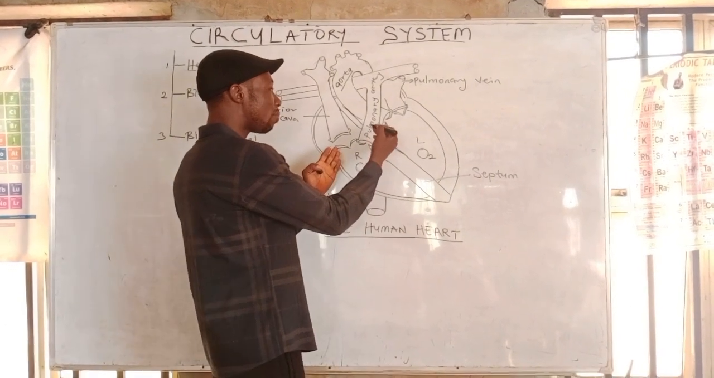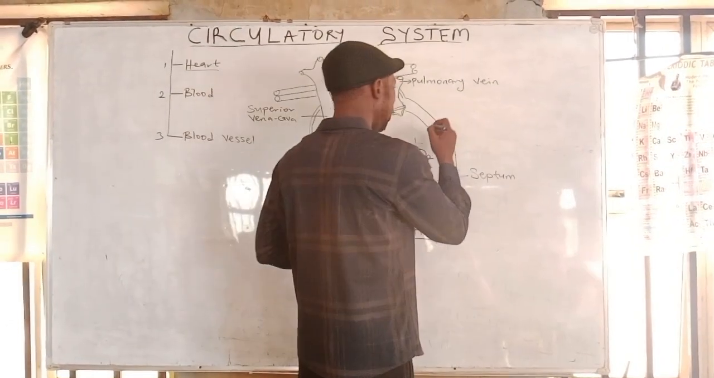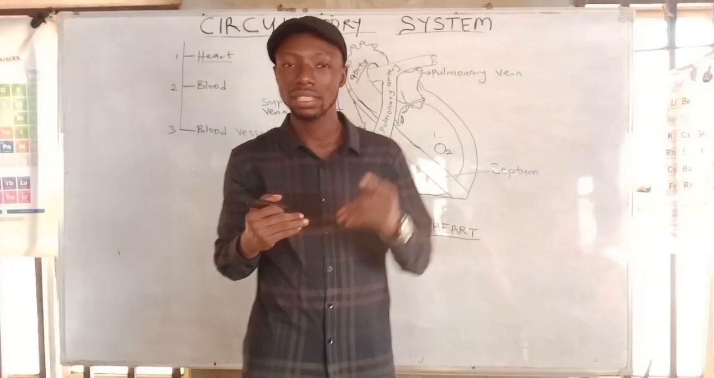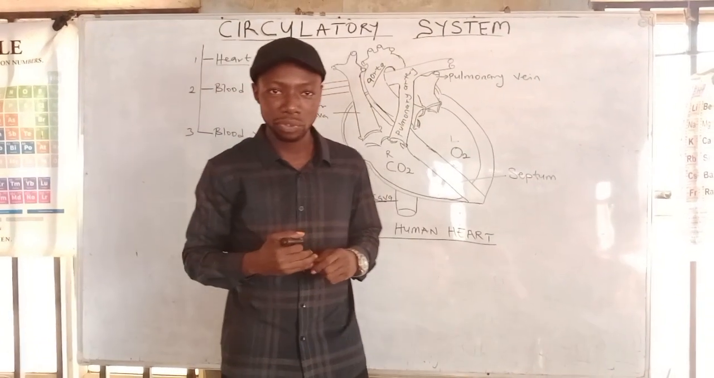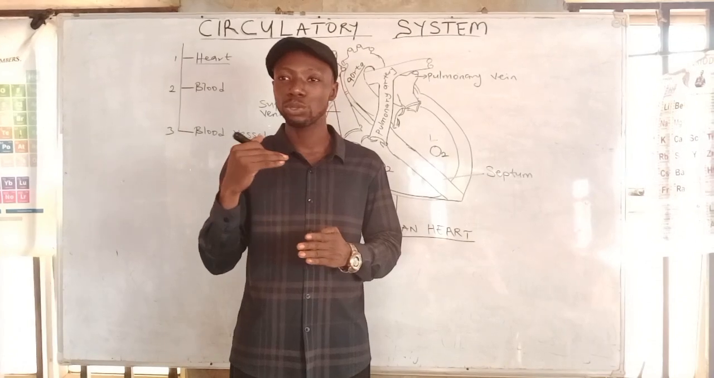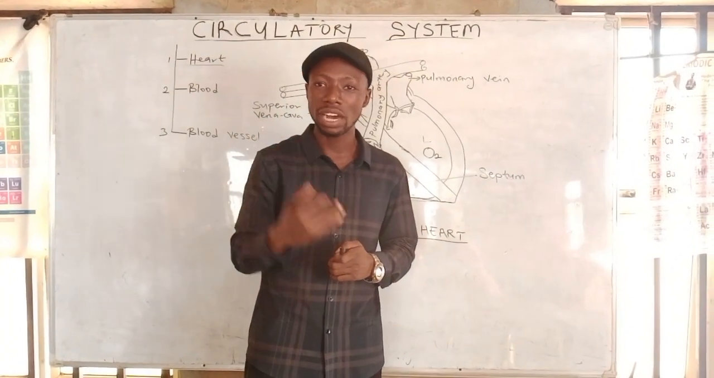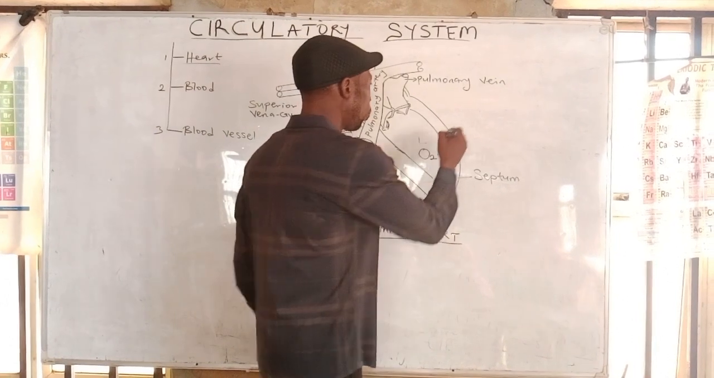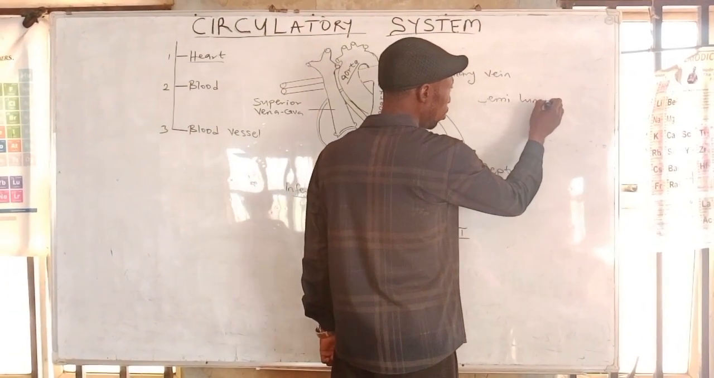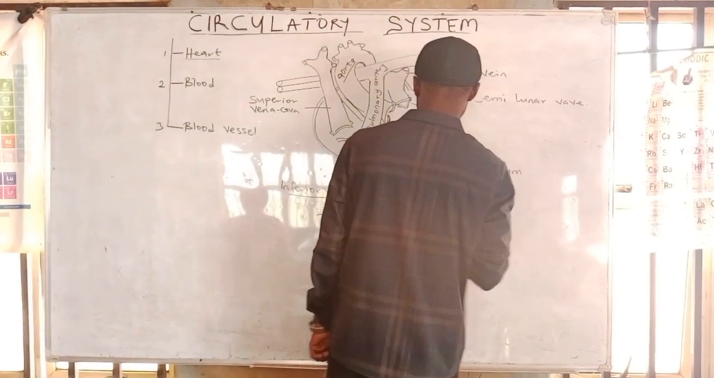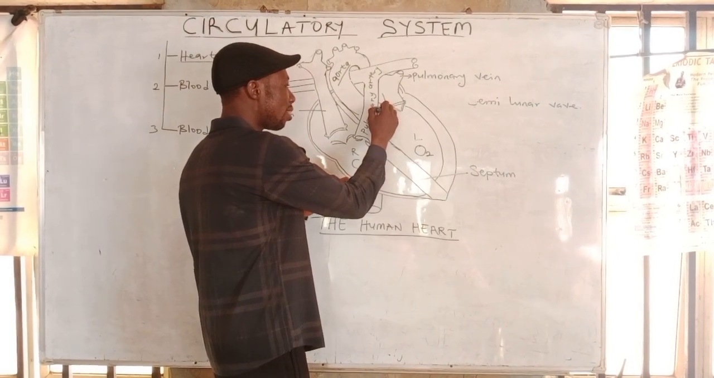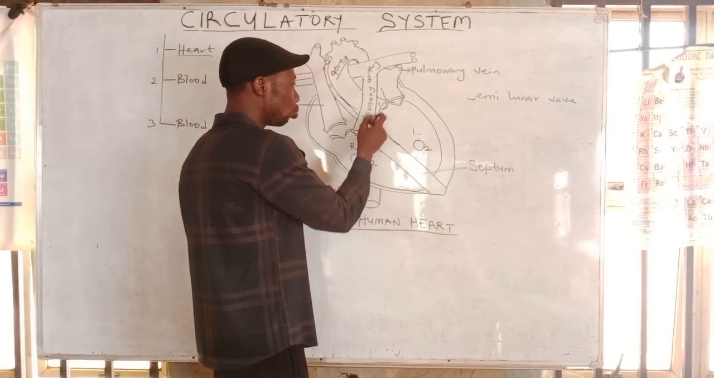So the SVC and the IVC. Then here we have the valves. We have two types of valve in the human heart. The first one is the SLV, while the second one is the cuspid valve. The SLV is also known as the semi-lunar valve in full. Semi-lunar valve.